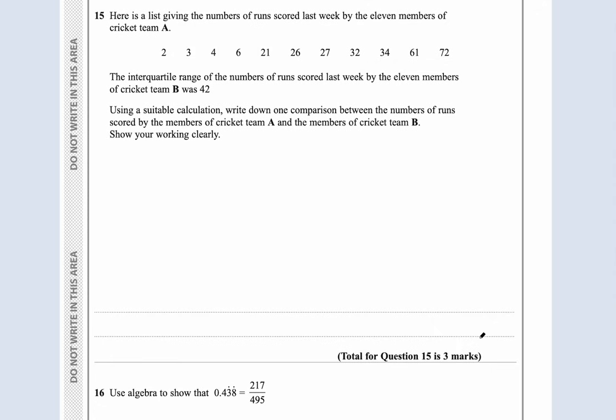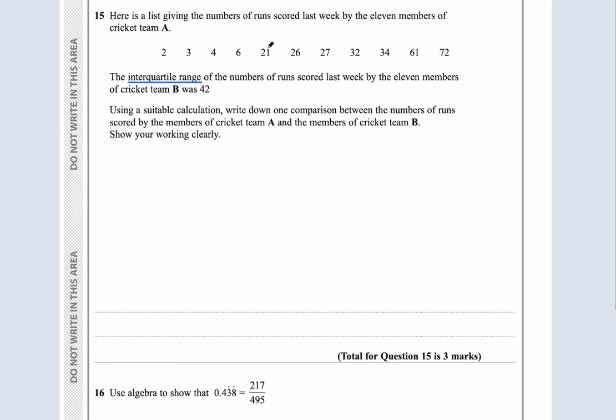Okay, question 15. Here we have the numbers of runs scored last week by 11 members of cricket team A. The interquartile range of the numbers of runs scored last week by 11 members of cricket team B was 42. Using a suitable calculation, write down one comparison between the number of runs scored by the members of cricket team A with the members of cricket team B. Okay, so guys, the only thing I know about team B is their interquartile range. So I have to find the interquartile range of this. It's the only way to do it.